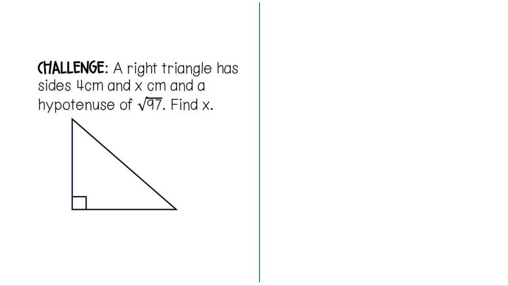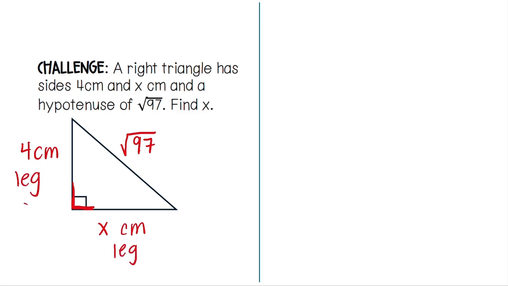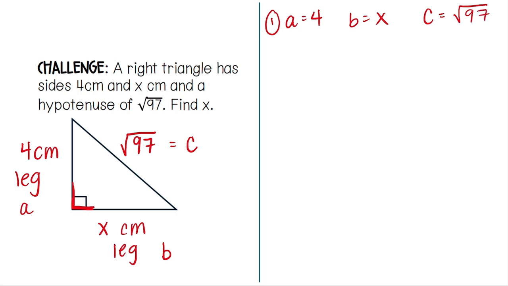It says that a right triangle has sides that are 4 centimeters and x centimeters. So that's the side that we don't know, x for the unknown variable. And my hypotenuse is the square root of 97. So we're going to find x. We're going to find our missing side. If those two sides that make up the 90-degree angle are my legs, that means I have one leg that's 4 and one leg that's x. That could be a and b. And my c is the square root of 97. So when I identify that in my steps, I have a is 4, b is x, and c is the square root of 97.